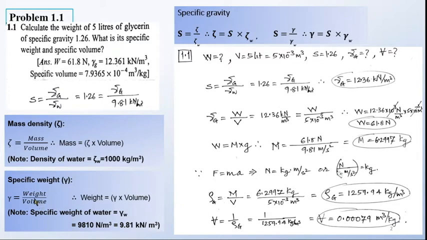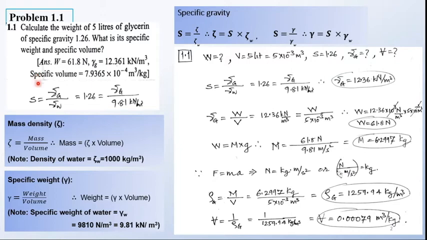Calculate the weight of 5 liters of glycerine of specific weight 1.26. What is its specific weight and what is the specific volume? Answers are given, and they have said that specific volume is so much, weight is so much, and then specific weight is so much. Let us see whether we'll be able to get these answers or not.